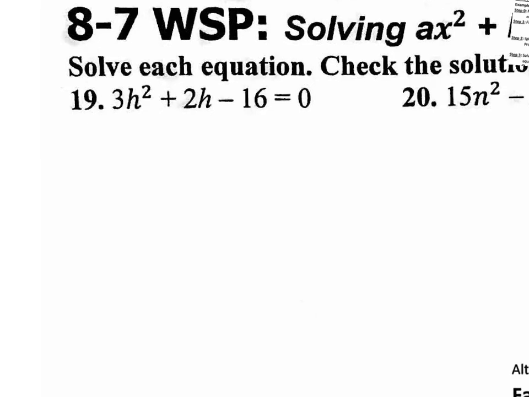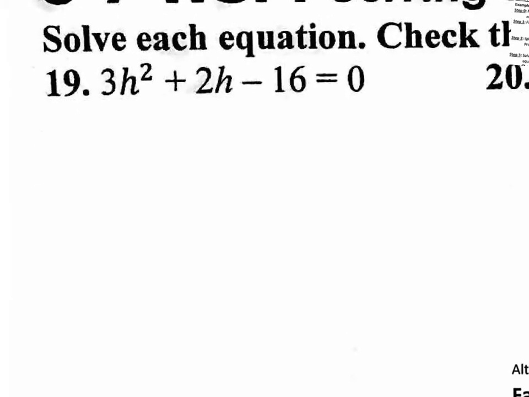Looking at number 19, we're doing the odd ones only. It's already set equal to 0. So I know I will be able to use the zero product property if I could get something times something equals 0. And I don't have that yet. I have addition and subtraction. I need multiplication. So let's factor the left side of this equal sign. Now, you try to pull out a GCF, but there is no GCF, okay?